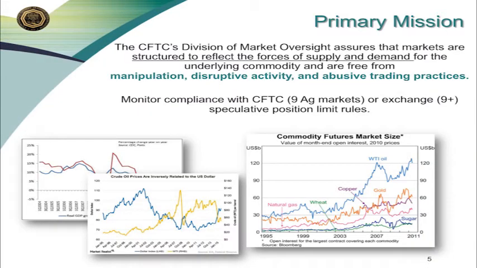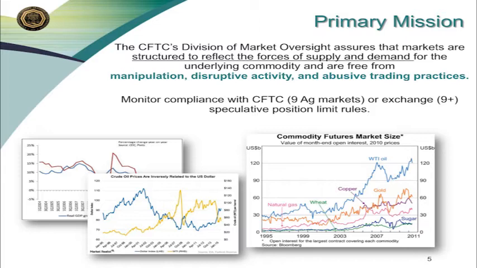First, our alignment and our mission. The Division of Market Oversight fosters derivatives markets that accurately reflect the forces of supply and demand and are free of manipulation, disruptive activity, and abusive trading practices. The CFTC's Market Surveillance Program is intended to preserve the economic functions of futures and options markets. The Market Surveillance Program's primary mission is to identify situations that could pose a threat of manipulation and to initiate preventative actions.